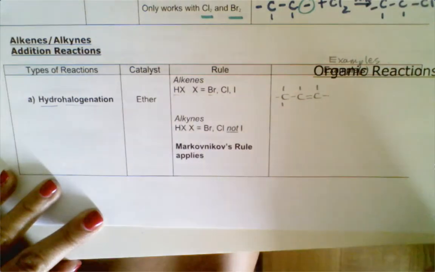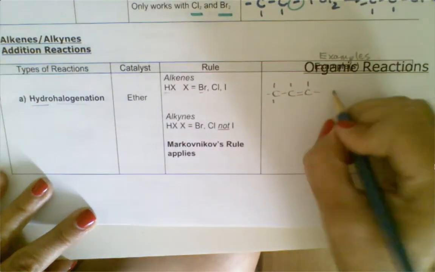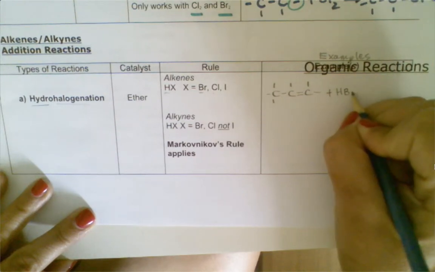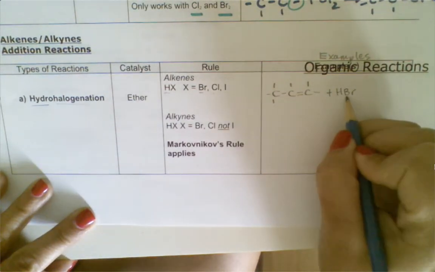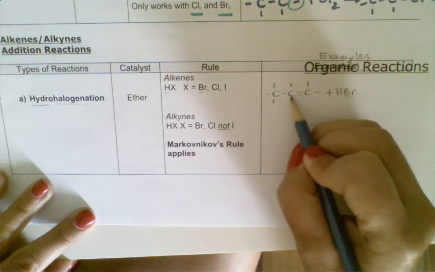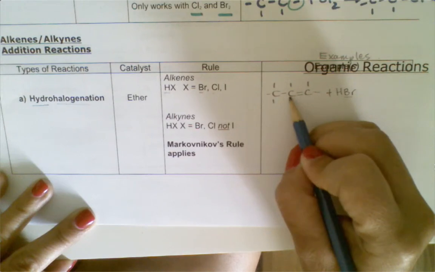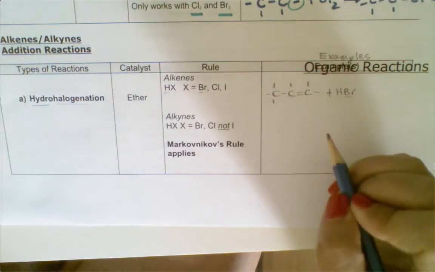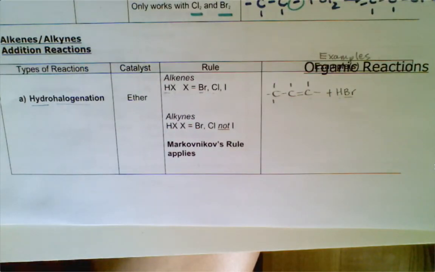So we saw here that you can add hydrogen bromide. And in this case, we saw from Markovnikov's rule that bromine must be added to the carbon that has the fewest number of hydrogens. And the hydrogen gets added to the carbon that already has the most hydrogens.